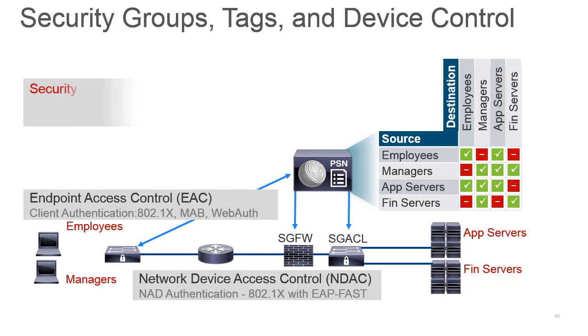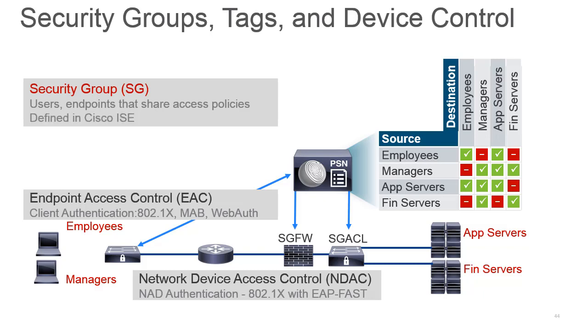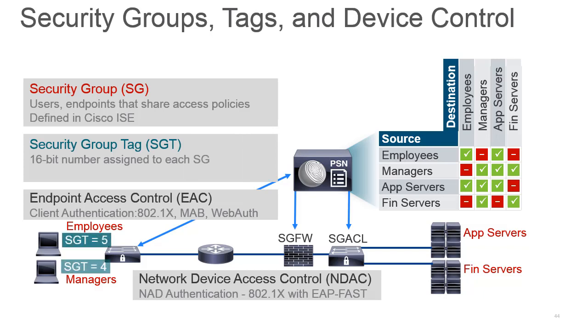A security group is a group of users, endpoint devices, and resources that share access control policies. You, the administrator, define scalable groups in Cisco ISE. Now, the security group tag, that's a unique 16-bit scalable group number assigned to each security group. You do not have to manually configure scalable group numbers. They automatically generate in a sequential manner. However, you can also reserve a range of SGTs for IP to SGT mapping. Now, these tags are applied as frames enter a trusted network and are untagged as they egress a trusted network.